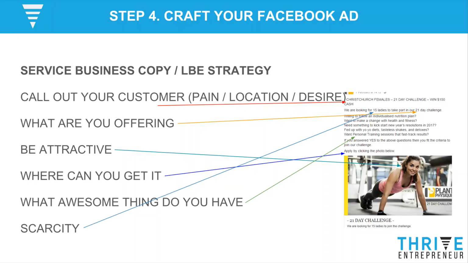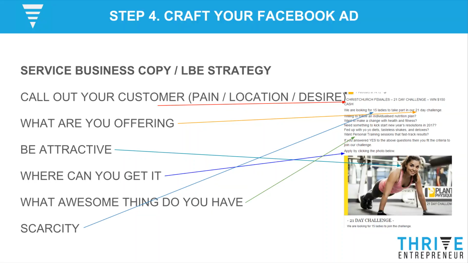So next up, what are we offering? What are you offering? The next title is: we're looking for 15 ladies to take part in our 21-day challenge. The particular copy here reads differently. There's not as much personality. Instead, it's more like they're applying. They're learning about something and then applying for a service, for a program, and that creates scarcity itself. We're only looking for 15 ladies. That's in there. And we're being attractive by showing images of how they want to look.